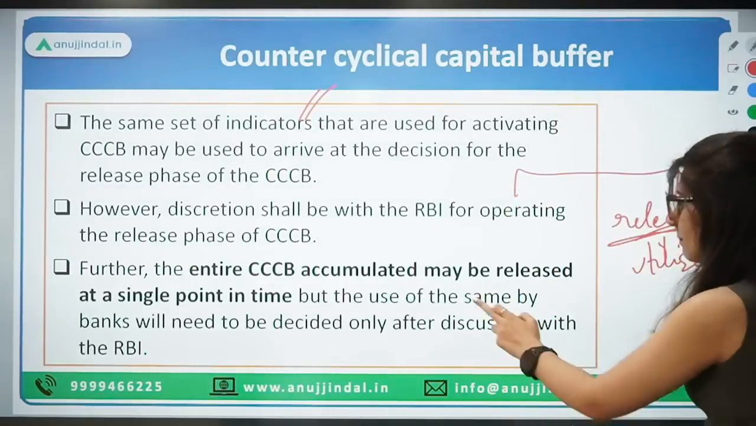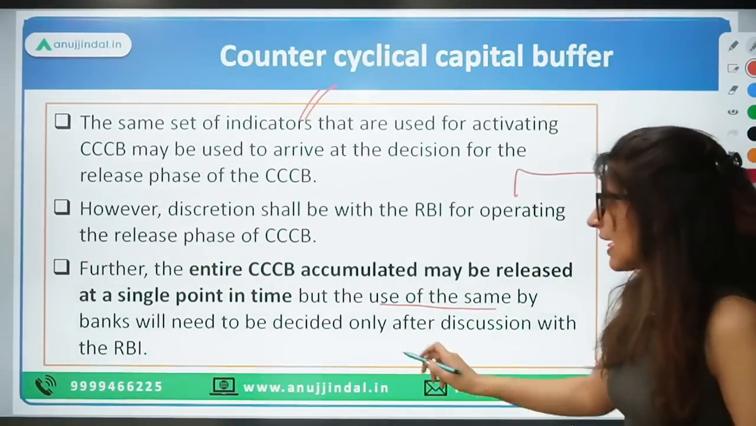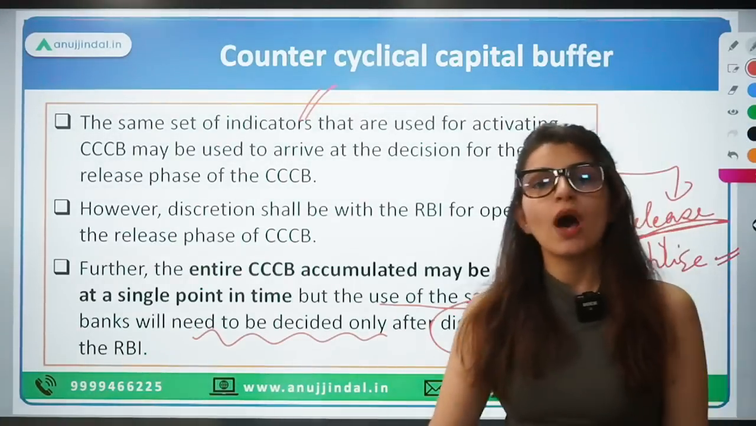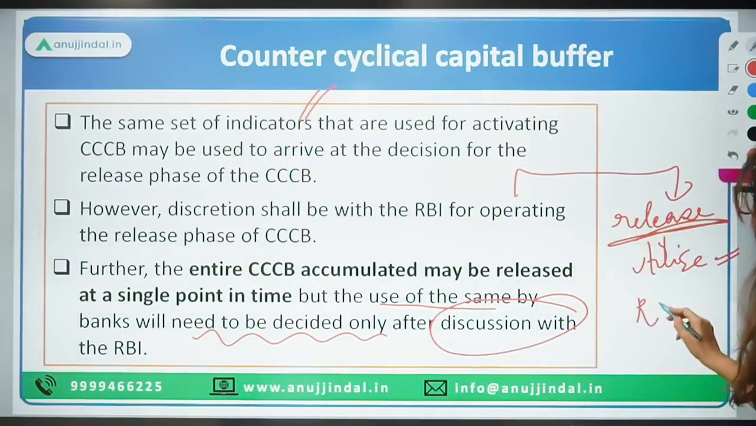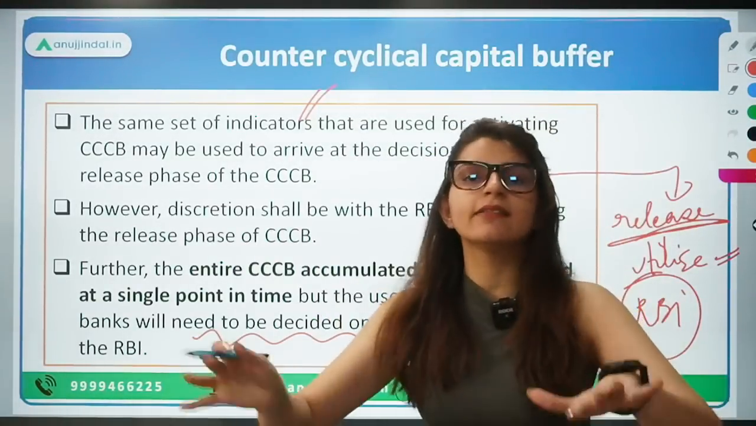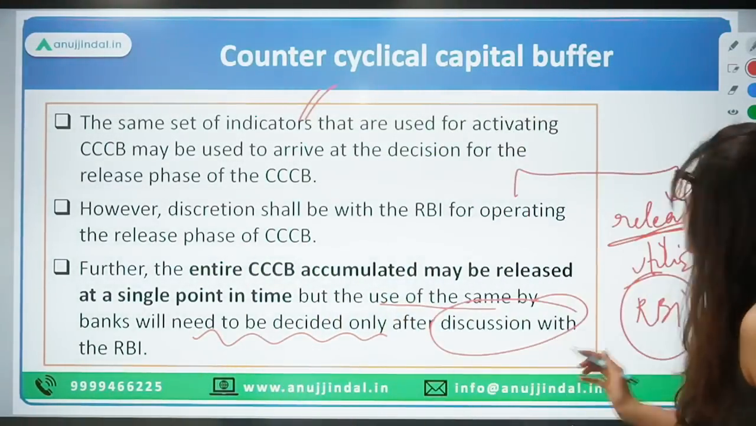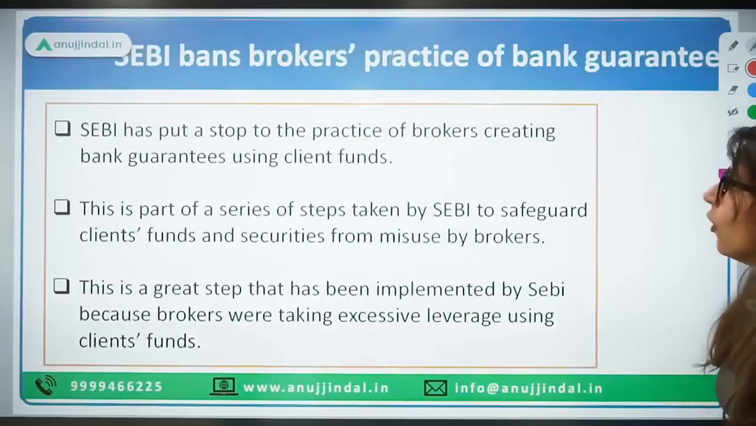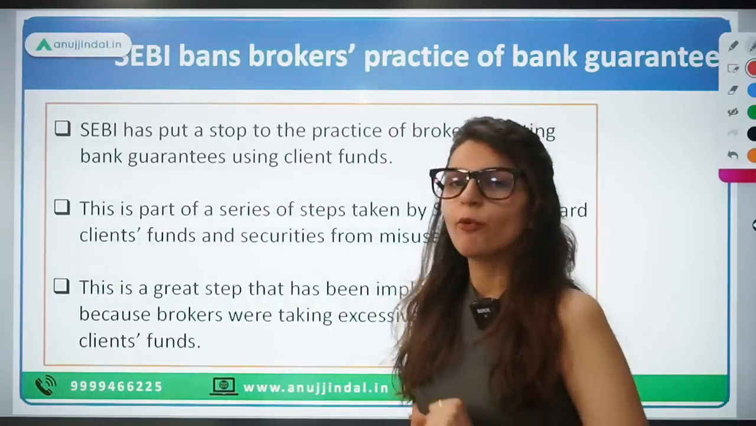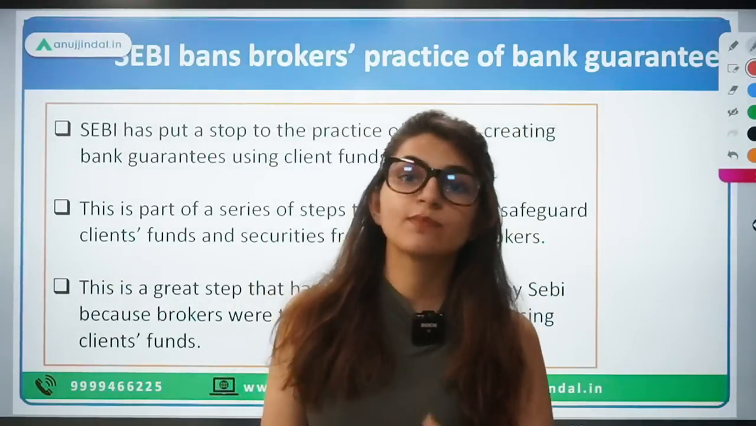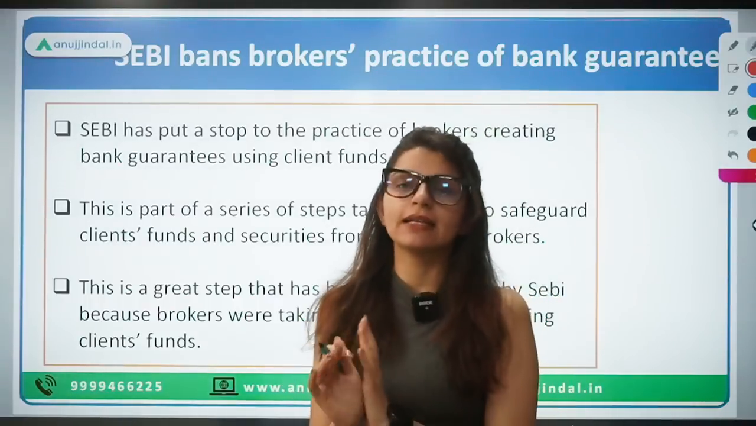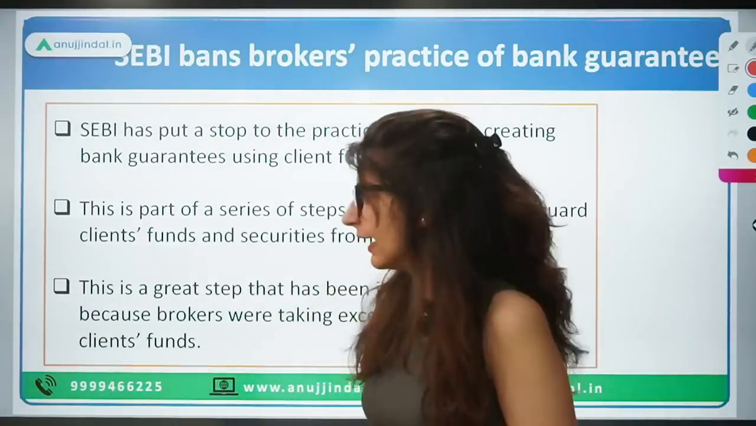However, the use of the buffer by the banks will need to be decided only after discussions with the RBI. So RBI will be involved in deciding how to utilize it, when to utilize it, or how to release this buffer again in the economy. Okay, now we are done with this countercyclical capital buffer. Kuch bahut important points hai isse jo hume yaad karne hai. Kis basis pe ye decide hota hai? And just remember, currently RBI decided that it is not going to be activated right now.